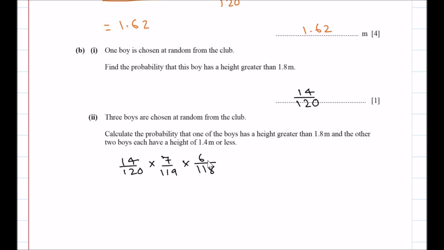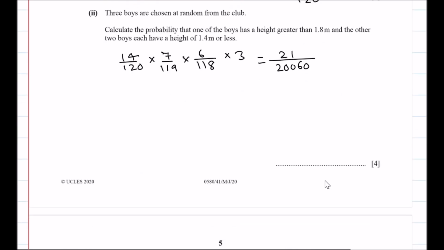But these 3 boys can be rearranged among themselves in 3 ways. So we need to multiply it by 3, and that gives us the answer 21 divided by 20,060. So we'll write the answer in the answer space.